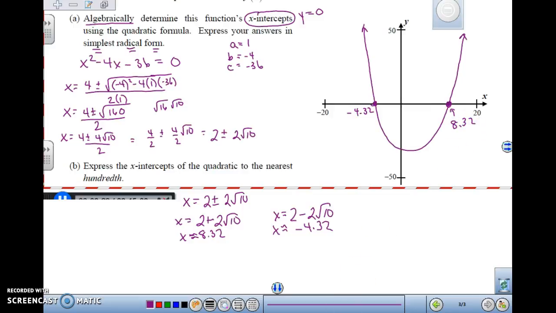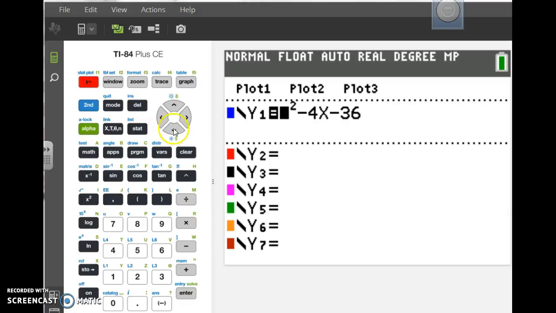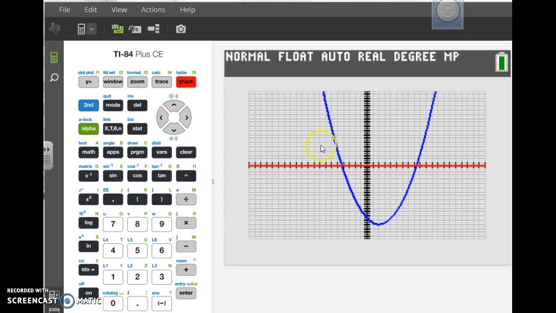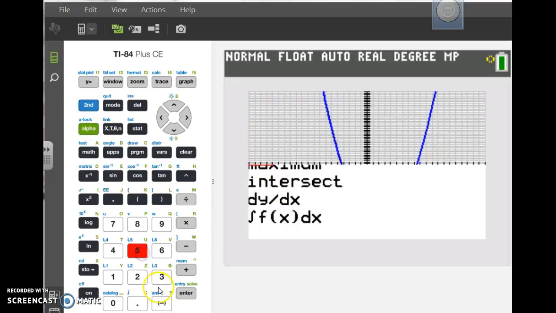All right, and let's check and make sure they are. Now, you can use the 0 key, but I don't like using the 0 key because it can be kind of awkward. I like to use the intersect key. Now, remember, we said on the x-axis, the y values are going to equal 0. So in the second line, you're going to put y equals 0. When I graph that, the blue line is the parabola, the red line is the x-axis. So I want to do the intersect of those. So I press second, trace key.